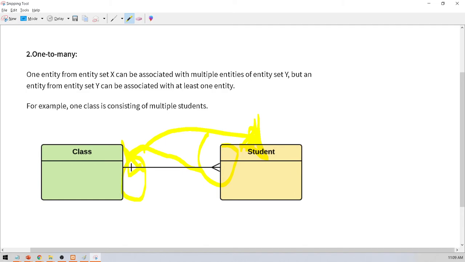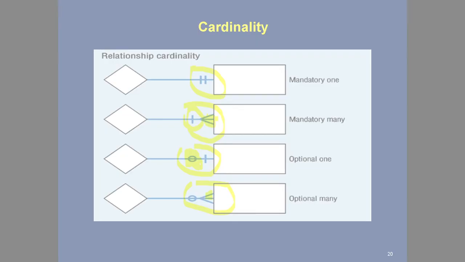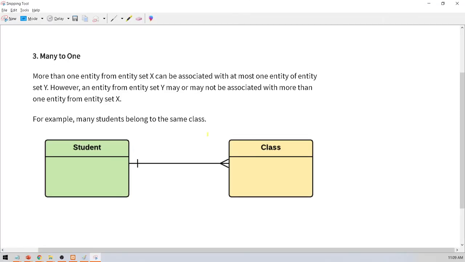That's how you draw cardinality. And many to one is the inverted form of the previous one. So, many students belong to the same class. That's what I was talking about. More than one entity from entity set X can be associated with at most one entity of entity set Y. However, an entity from entity set Y may or may not be associated with more than one entity from entity set X.